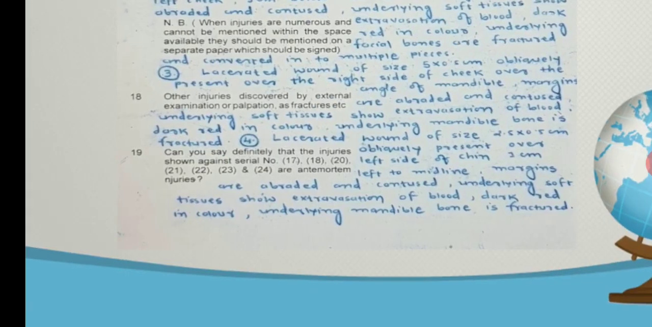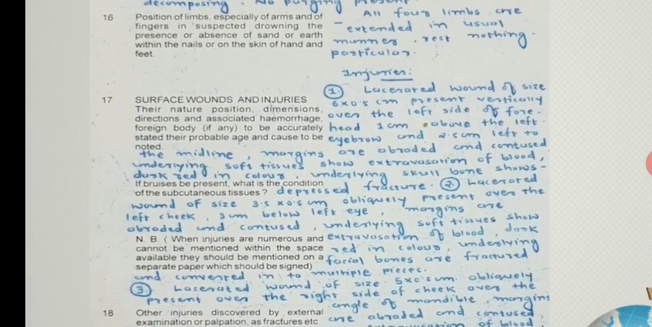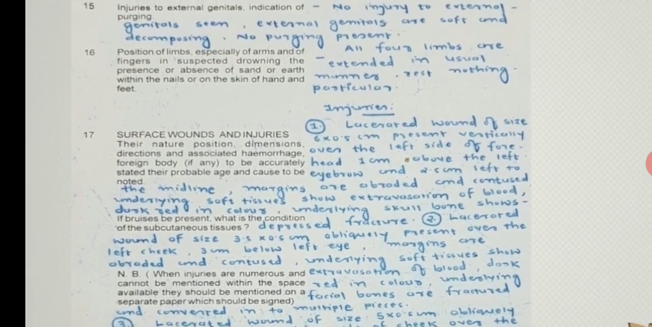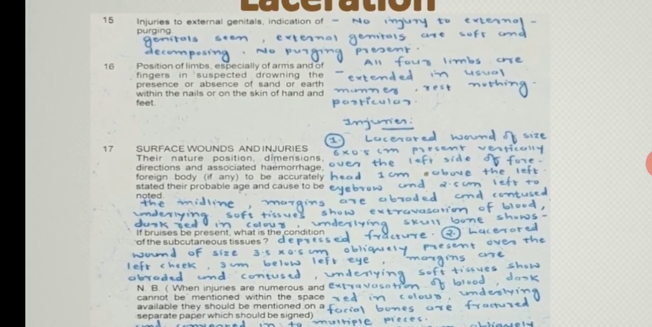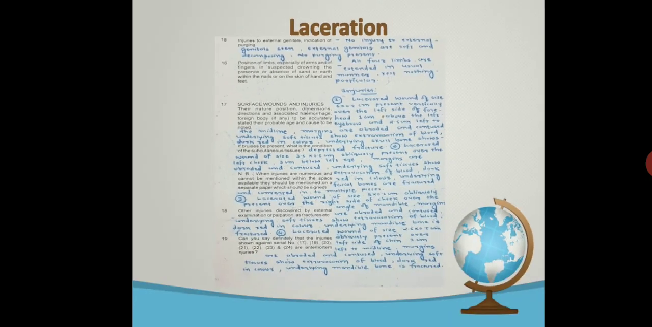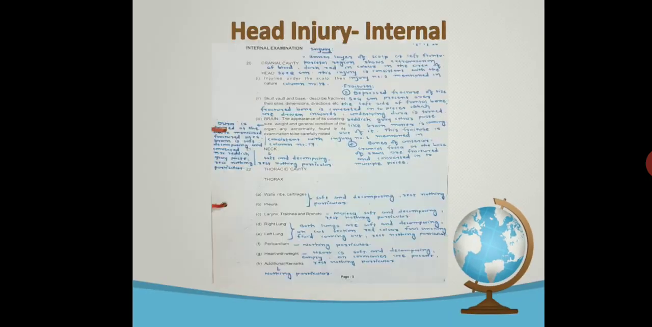If you describe only the lacerated wound, then you have to describe it like this: lacerated wound of size 6 by 0.5 centimeter present vertically over the left side of the forehead, 1 centimeter above the left eyebrow, and 2.5 centimeter left to the midline. Margins are abraded and contused. Underlying soft tissue shows extravasation of blood, dark red in color. Underlying skull bone shows a depressed fracture. So when you describe the injury, you have to mention all those things, so that your injury can be justified. Okay. Now move onward.